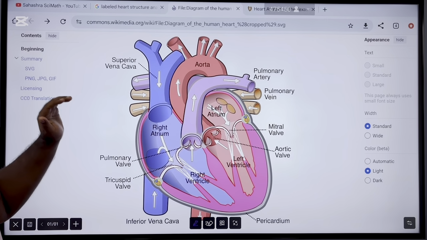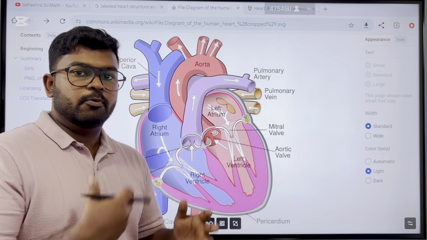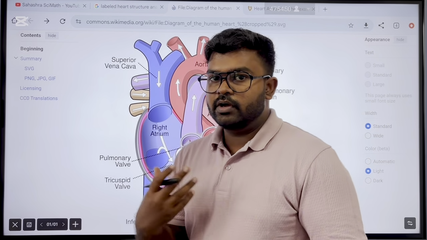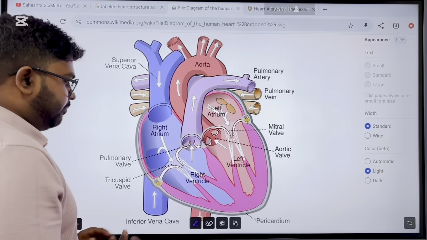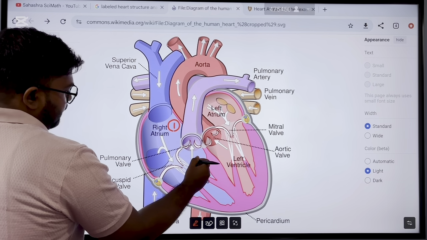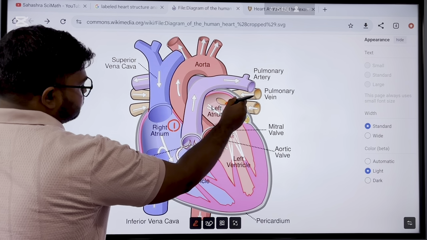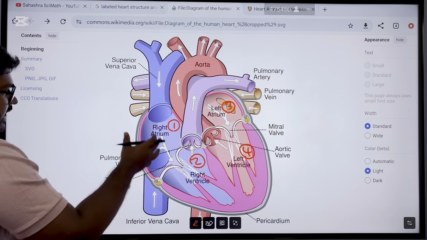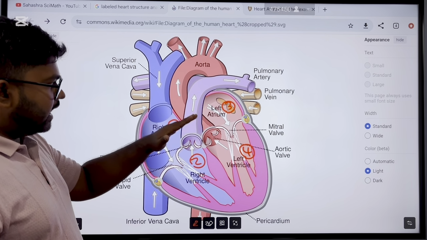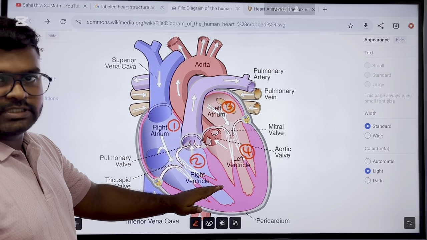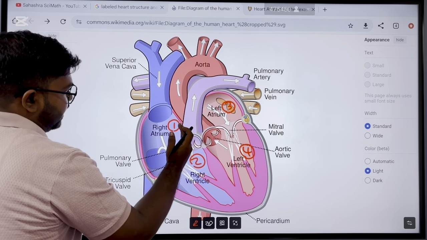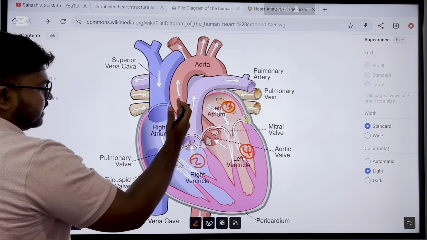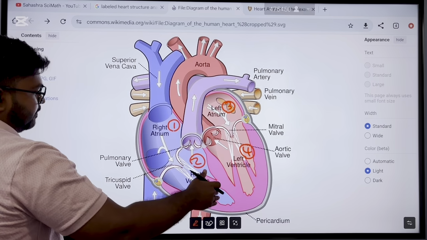Let's discuss the structure of the human heart. Basically, the human heart or mammalian heart consists of 4 chambers. So in the mammalian heart there are 4 chambers: 1, 2, 3, 4. These are the 4 chambers of the mammalian heart. There are upper 2 chambers and lower 2 chambers, and there is a septum separating the left side of the heart and the right side of the heart. So this is the left side of the heart, this is the right side of the heart, and there is a septum in between.